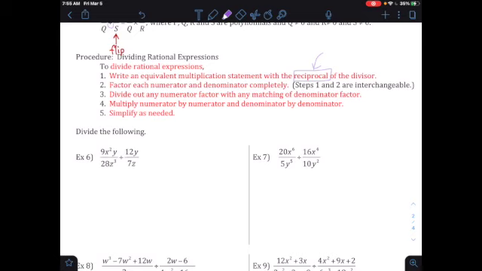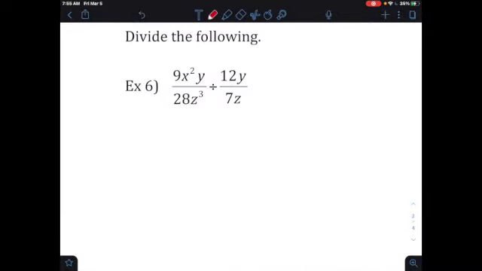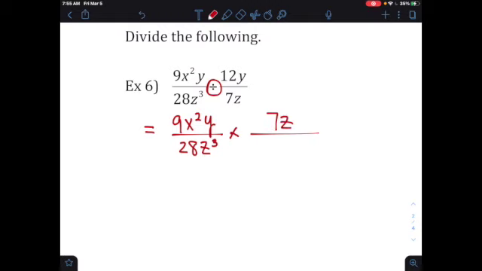All right, so let's take a look at it. Example number 6, dividing the following. So I personally like to flip it first because then I can't forget I have to do anything related to flipping the sign once I start canceling. So I'm going to do that first. So 9 x squared y over 28z to the third power. Because it's division, I'm going to multiply. And the 7z, that's all you have to do. Flip it. 7z goes on top and 12y goes on the bottom.